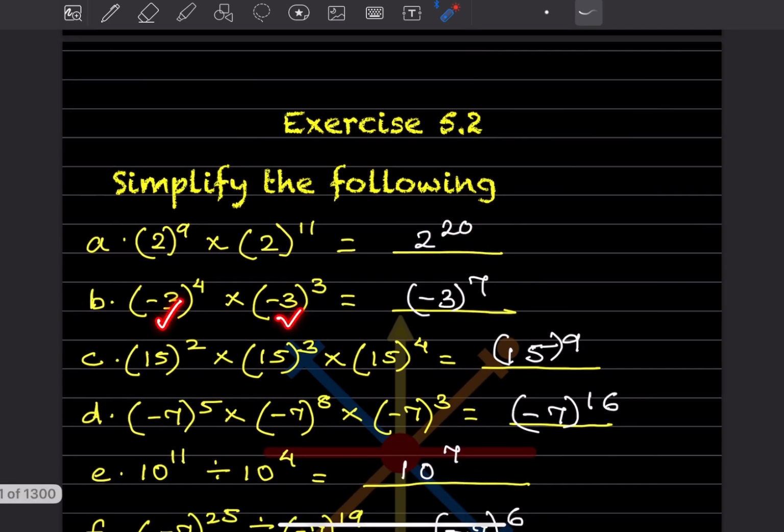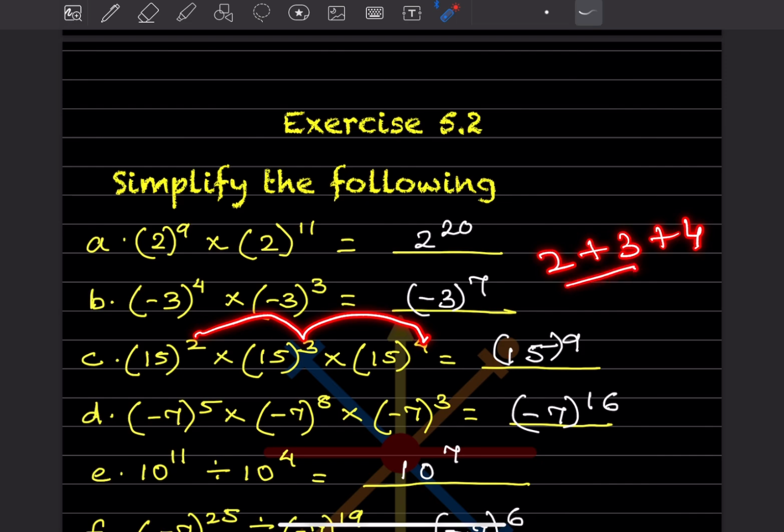Now again here you can see the base is minus 3 and this is the power. This is the base, you will keep the same, and this you are going to add, that is m and n. So that will be 4 plus 3, which is going to be 7. Here you can see 3 numbers and there is a multiplication in between. So again here the base is the same, so you'll write the base the same and you are going to add the powers. So that will be 2 plus 3 plus 4, which is going to be 9. So we'll write 15 raised to 9.